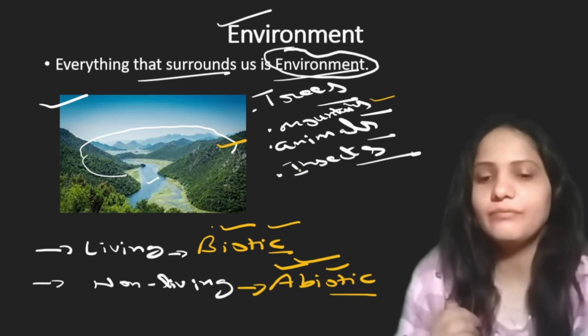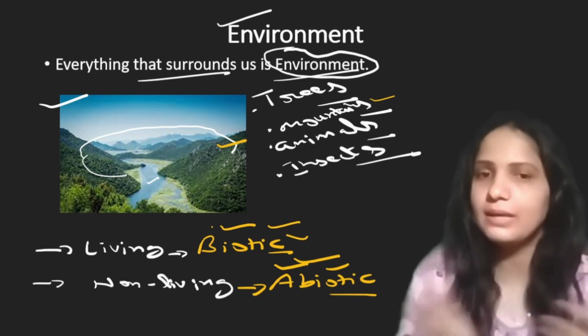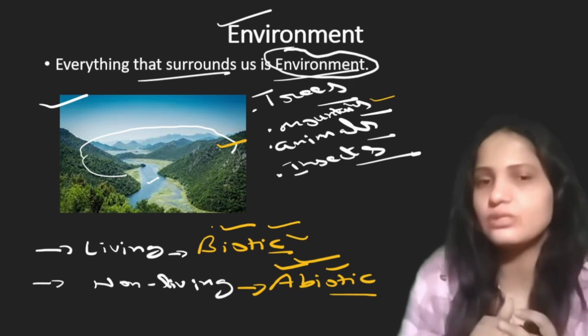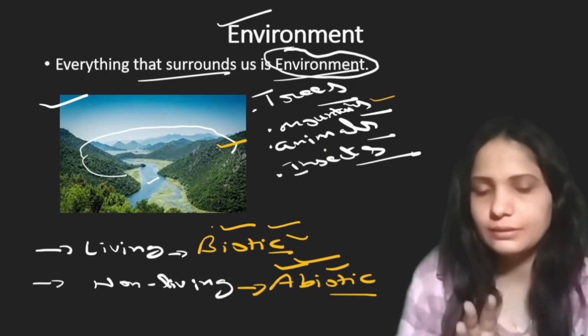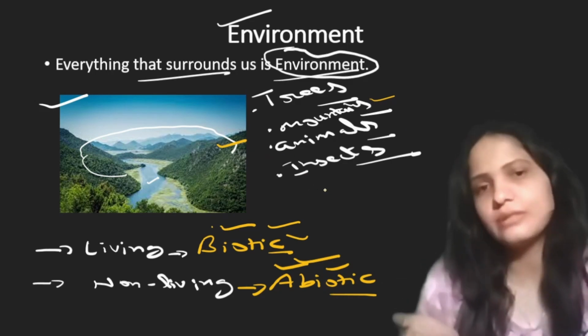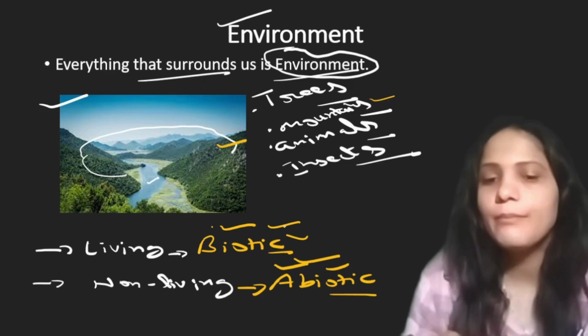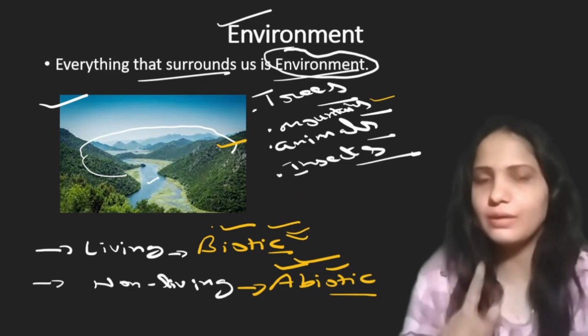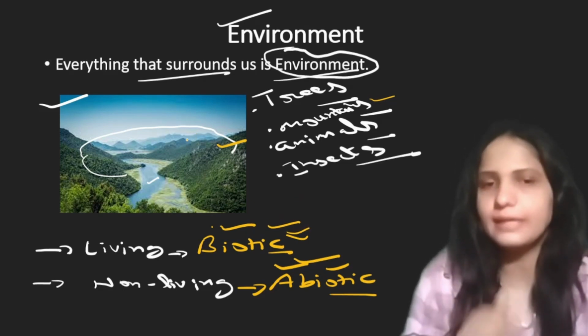So now if we see biotic, we have many animals, many organisms in our surrounding. We are not alone here. Apart from humans, we have so many organisms, so many animals in our surrounding. Those are known as biotic. Now you know what is living, non-living, biotic, abiotic.